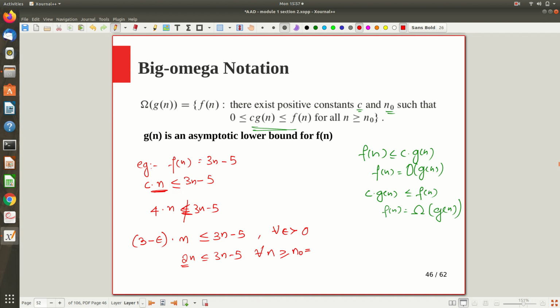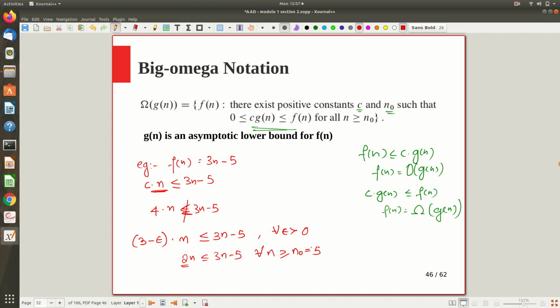So what is the n0 here? You can try with different values. 1, it is not going to work. You will get a negative value because of this minus 5. 2, it is not going to work. So like that you try with different values. I think 5 is going to work. You just verify till the value 4.